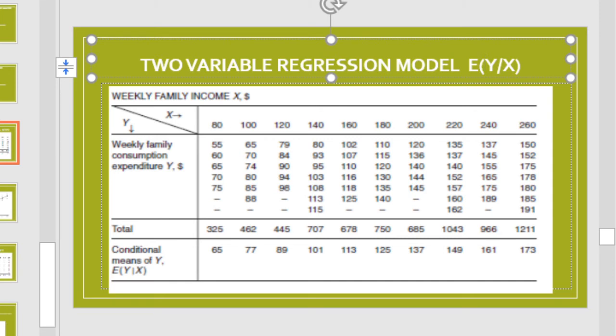What is the expected value of weekly consumption expenditure of a family? We get the answer 121.20. This is the unconditional. But if we ask the question, what is the expected value of weekly consumption expenditure of a family whose monthly income is say 160 or 140? We get the answer as, if it is 160, 113. If it is 140, it is 101.